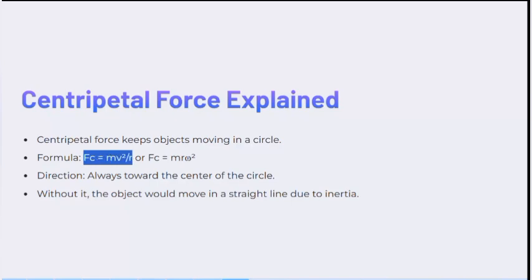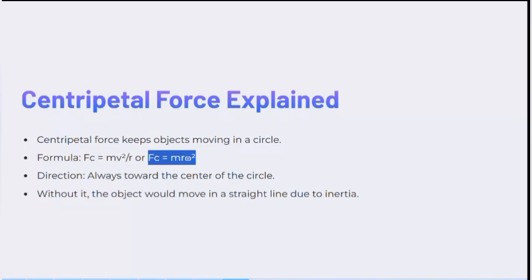So the centripetal force is equal to mv squared over r, and also m r w squared. These two formulas are important and complementary. You can use either of them to get your centripetal force depending on what you are given. If you are given the linear velocity v, you use the first formula. If you are given the angular velocity, you use the next formula.